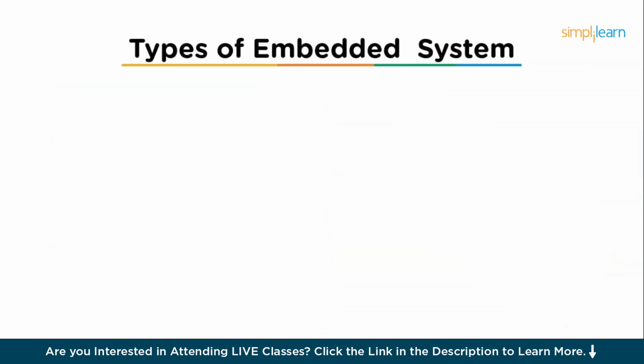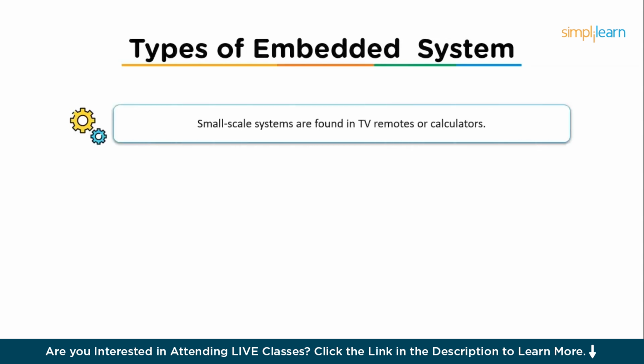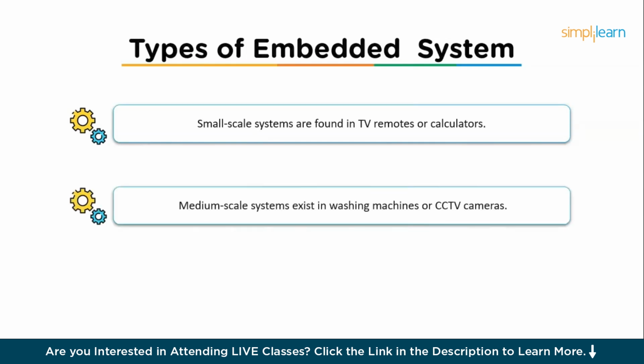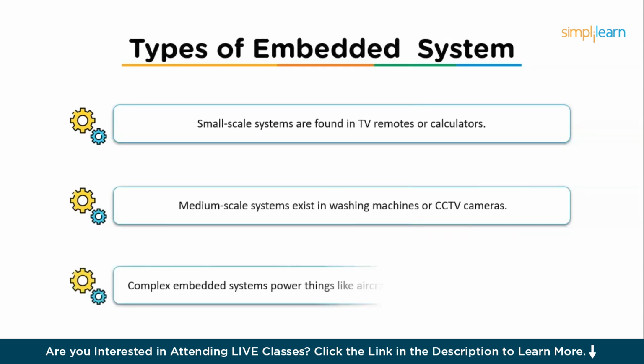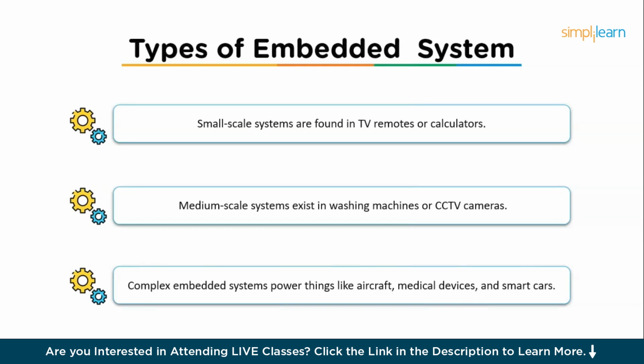Let us now move on to the types of embedded systems. Embedded systems come in different forms based on complexity. The first one is small scale systems, found in TV remotes or calculators. Then we have medium scale systems, which exist in washing machines or digital cameras. Then complex embedded systems power things like aircraft, medical devices and smart cars. Their size may vary but their core purpose is the same: dedicated and efficient control.